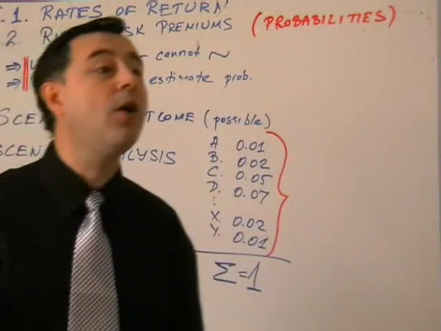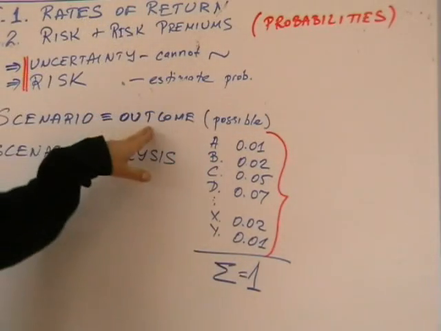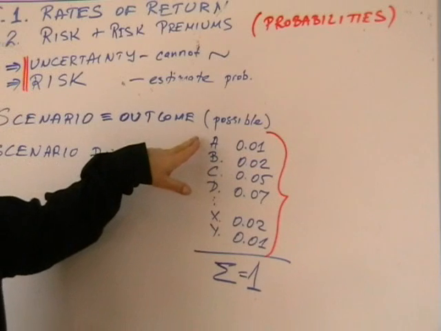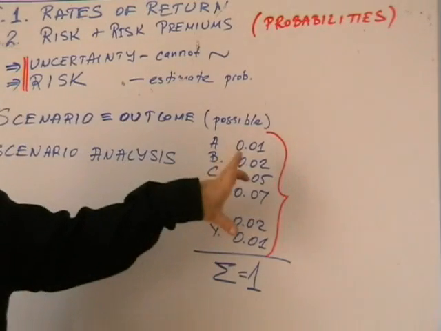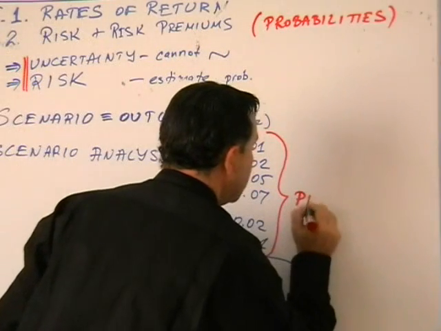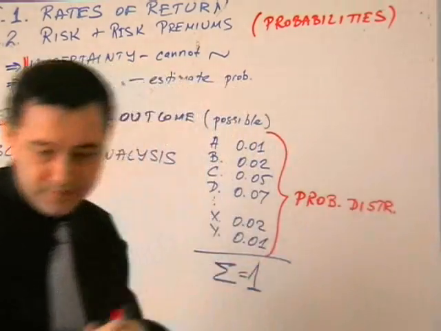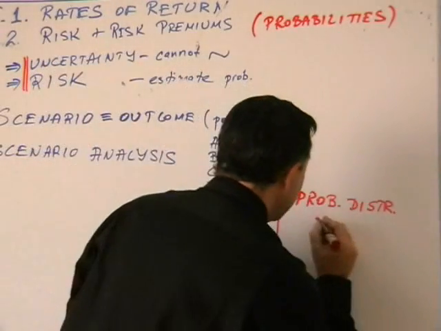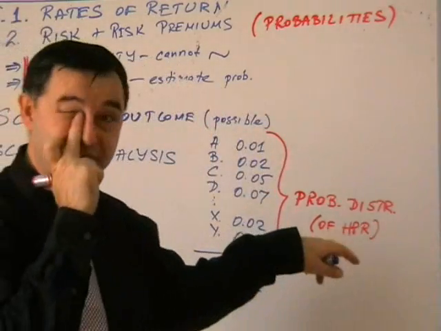Scenario analysis is the assignment for each outcome of a probability. Now the question is the set of probabilities. There is a distribution. Probability distribution, yes. So you have a probability distribution. And sometimes, as the textbook says, the probability distribution of the HPRs, the holding period returns.